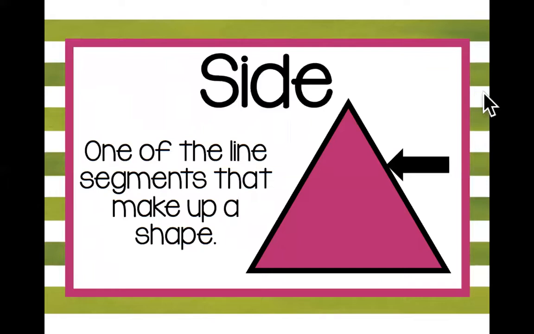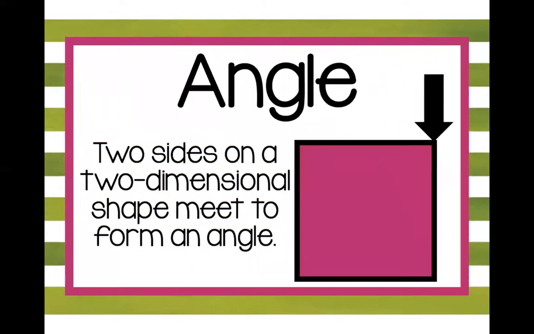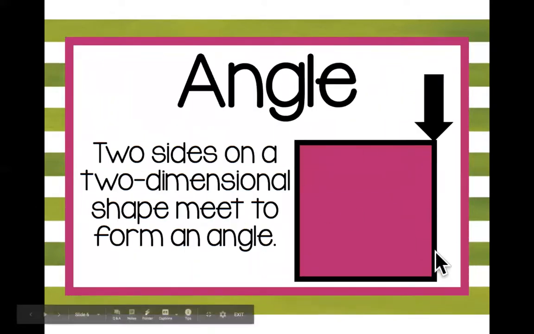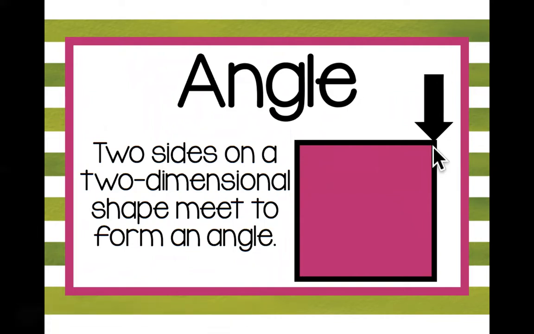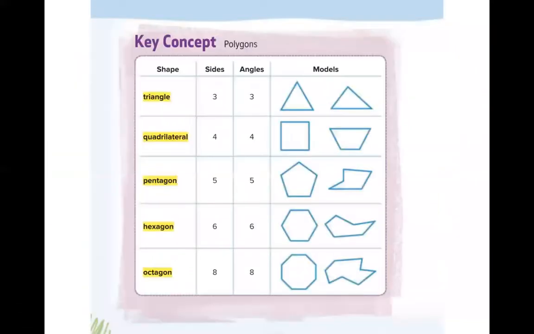Okay, so a side is a line segment. So that means it's a straight line that makes up a shape. And the angle is where the two sides meet. They form an angle.